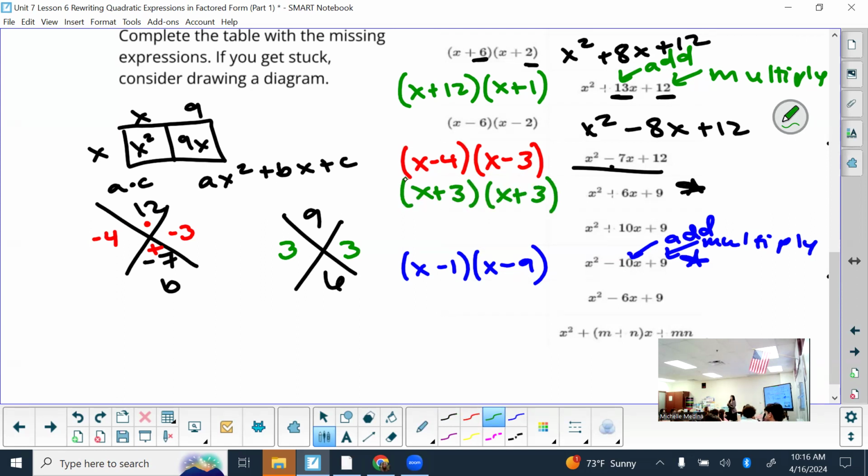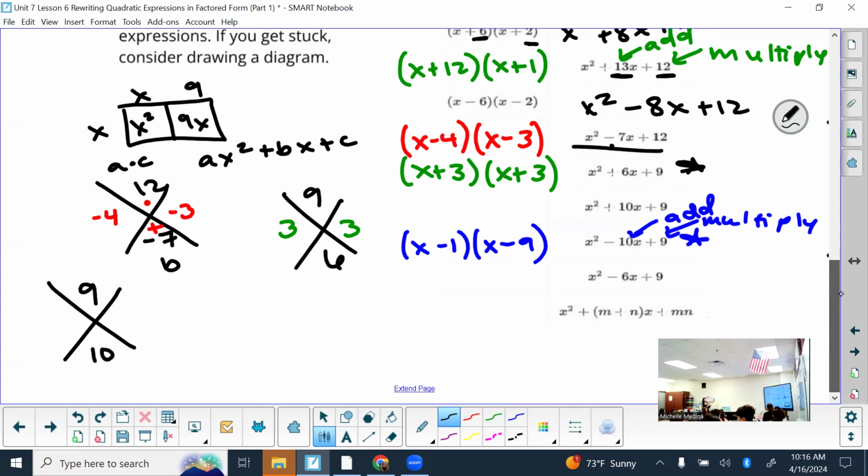Written in factor form. Table 4, you're on deck for this one. Wait till I draw it. So for this one, we're doing multiplying to 9, but adding to 10. What do those two numbers have to be? What two numbers multiply to 9 but add to 10?